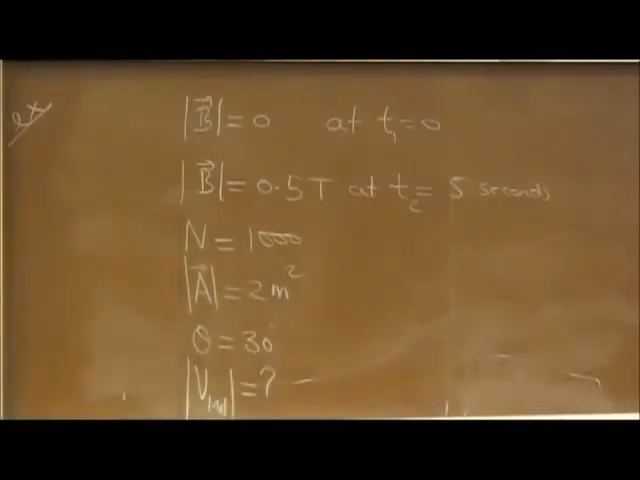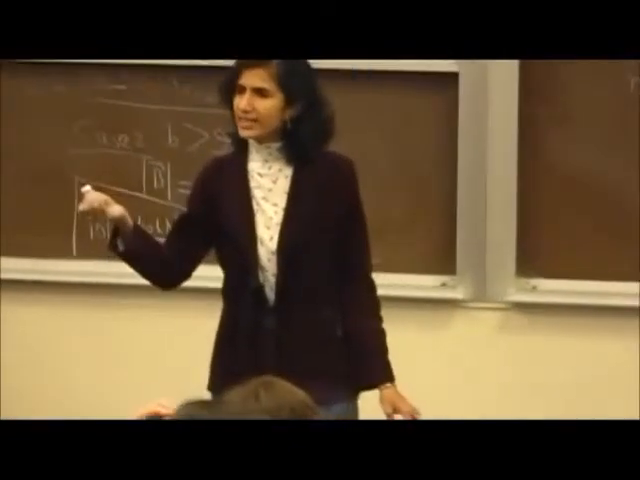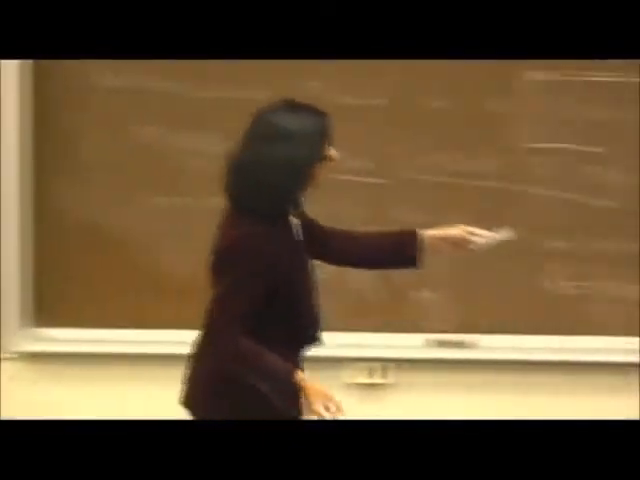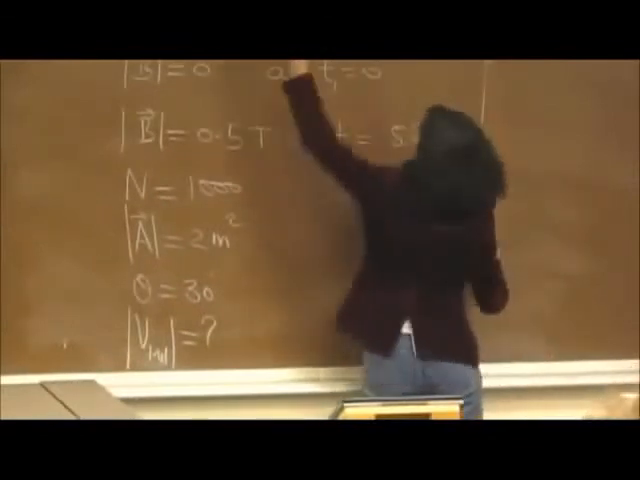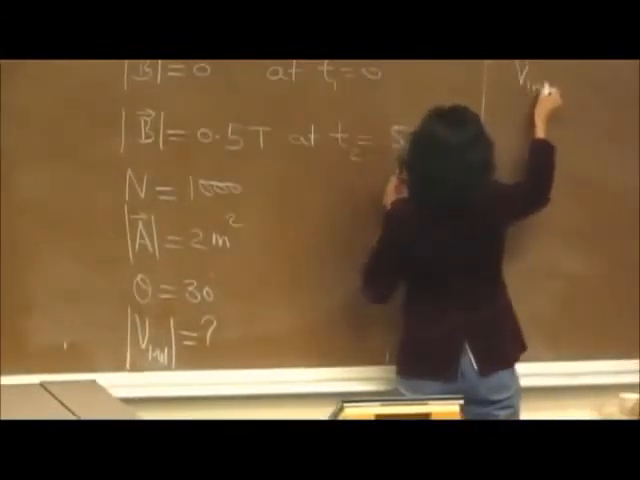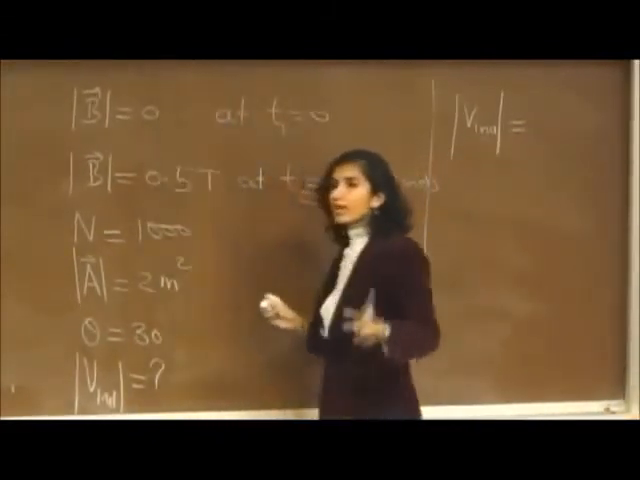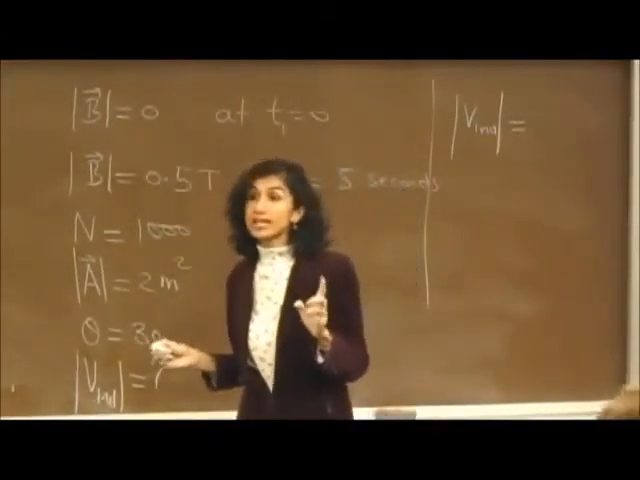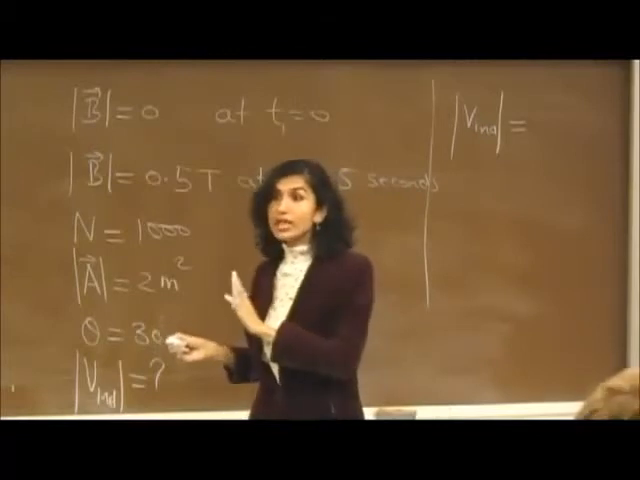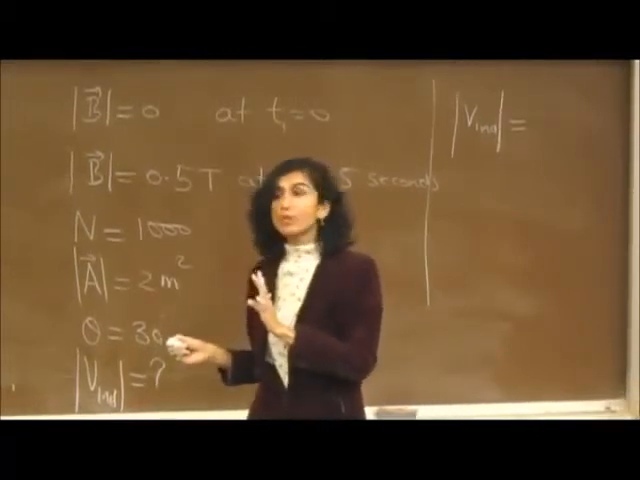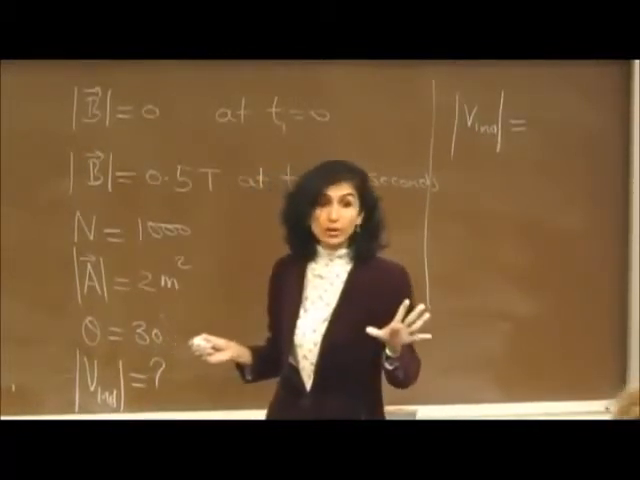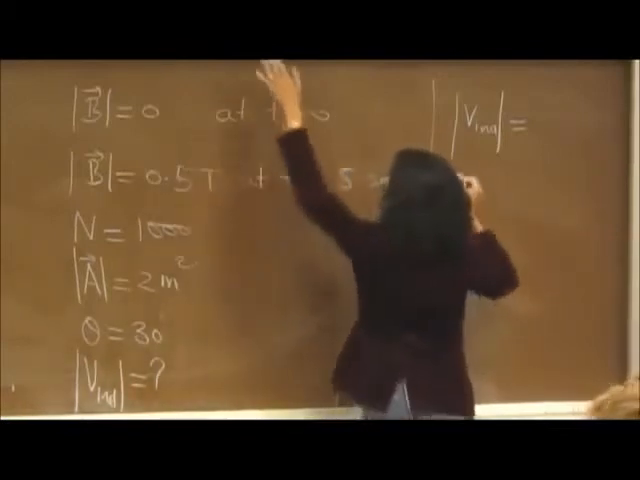How do you think we are going to do this? You can change the derivative into differences, deltas. First of all, since we are asked for the magnitude of V induced, don't worry about the minus sign. I'm going to talk to you about the minus sign next time. The meaning of the minus sign is given by what is called Lenz's law, which we'll talk about next time. Let's just try to do this problem today.